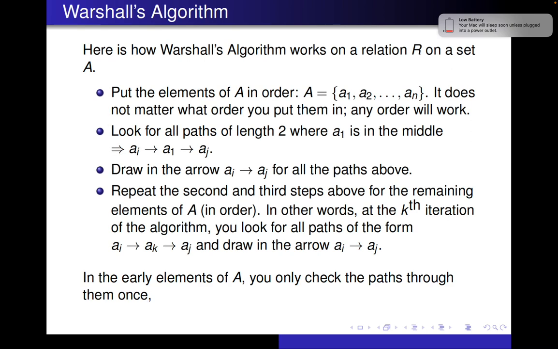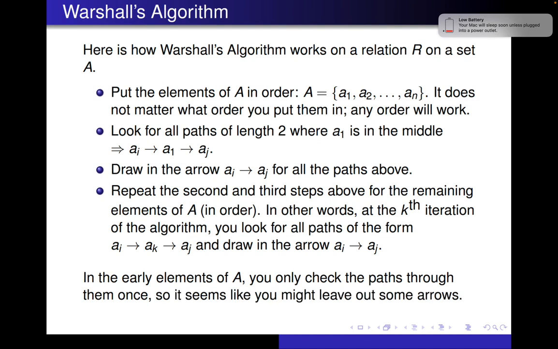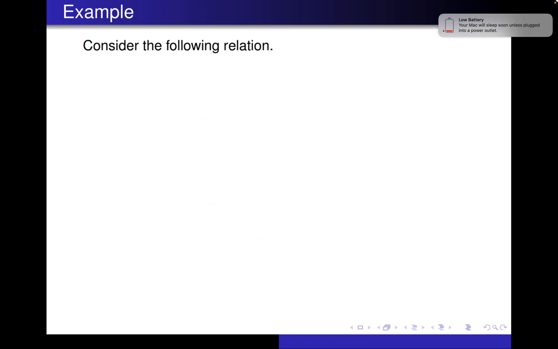So for the early elements of A, we don't really check very many paths. We only check the paths through them once, right? And then it seems like, well, we never come back to see if we got all the arrows through there to work all right. So it might seem like we've left something out, but it turns out this does not happen. And let's see actually how this works on the example that we were looking at before.